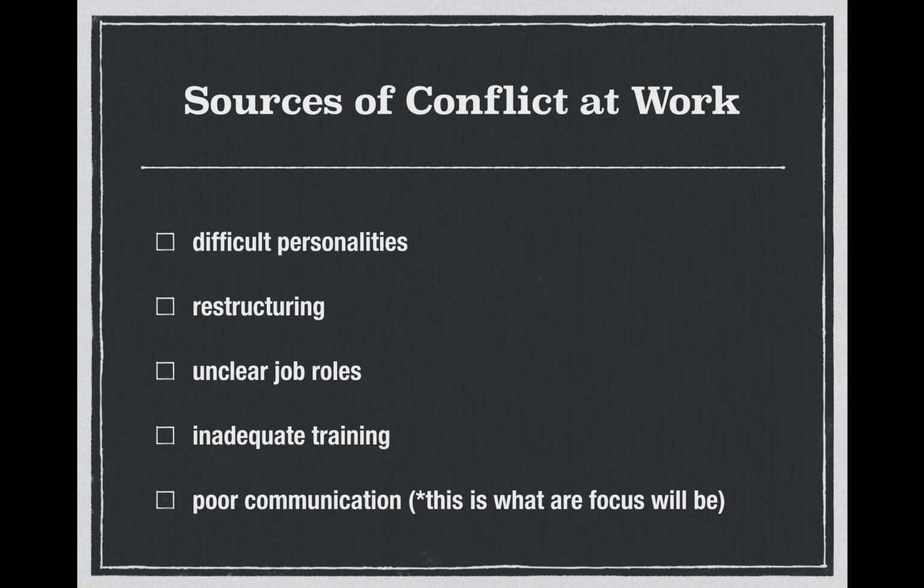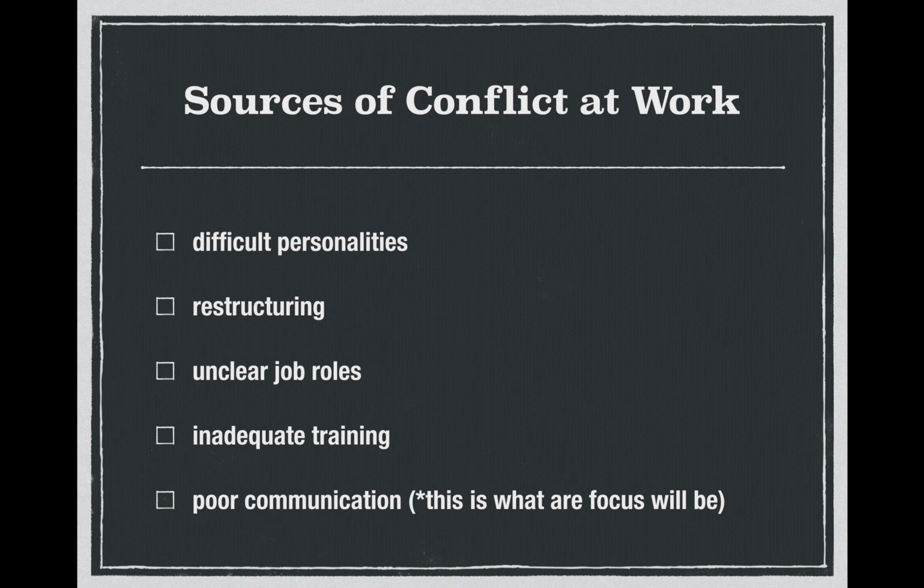So first of all, let's get into it and talk about conflict and where we see it at work. So the first one is difficult personalities, obviously. You have that boss or that coworker that you just don't get along with or you don't see eye to eye with. The next source of conflict is restructuring. That has to do with companies that make drastic changes to get to those visions and goals that they set. And it may have to do with bringing in all new management, which can cause conflict, dealing with new people.